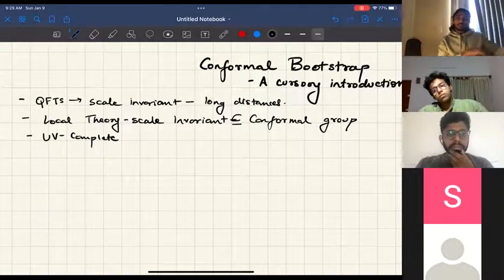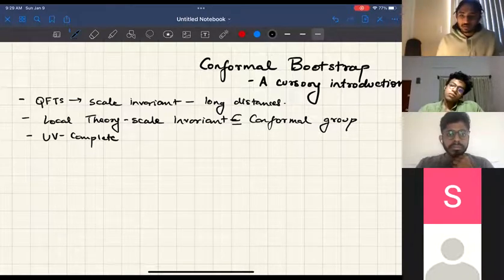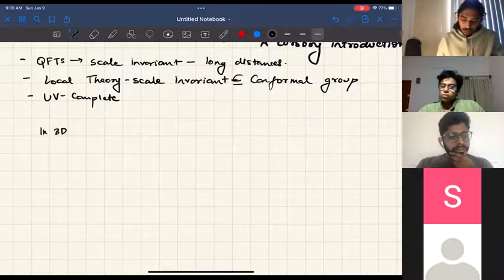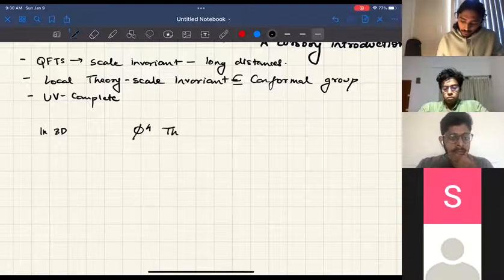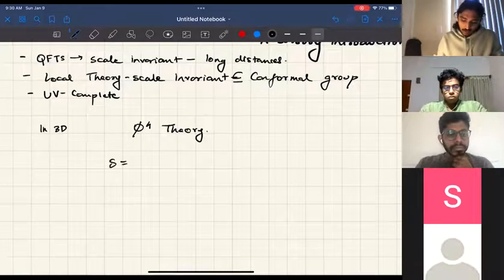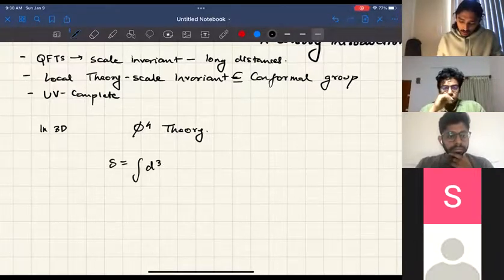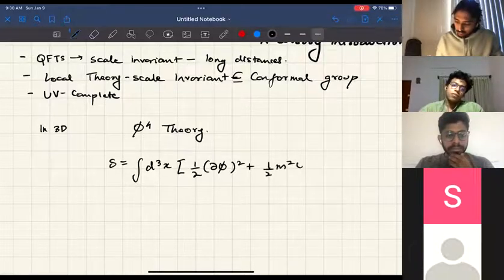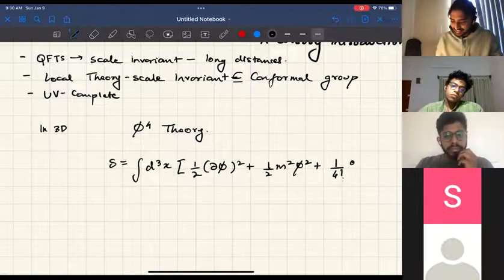As an example, we'll just take 3 dimensions. So we have the phi-4 theory, and we can write down the action of the phi-4 theory as d cubed x. Let me know if I've made a mistake anywhere along the way. I'm prone to making that.